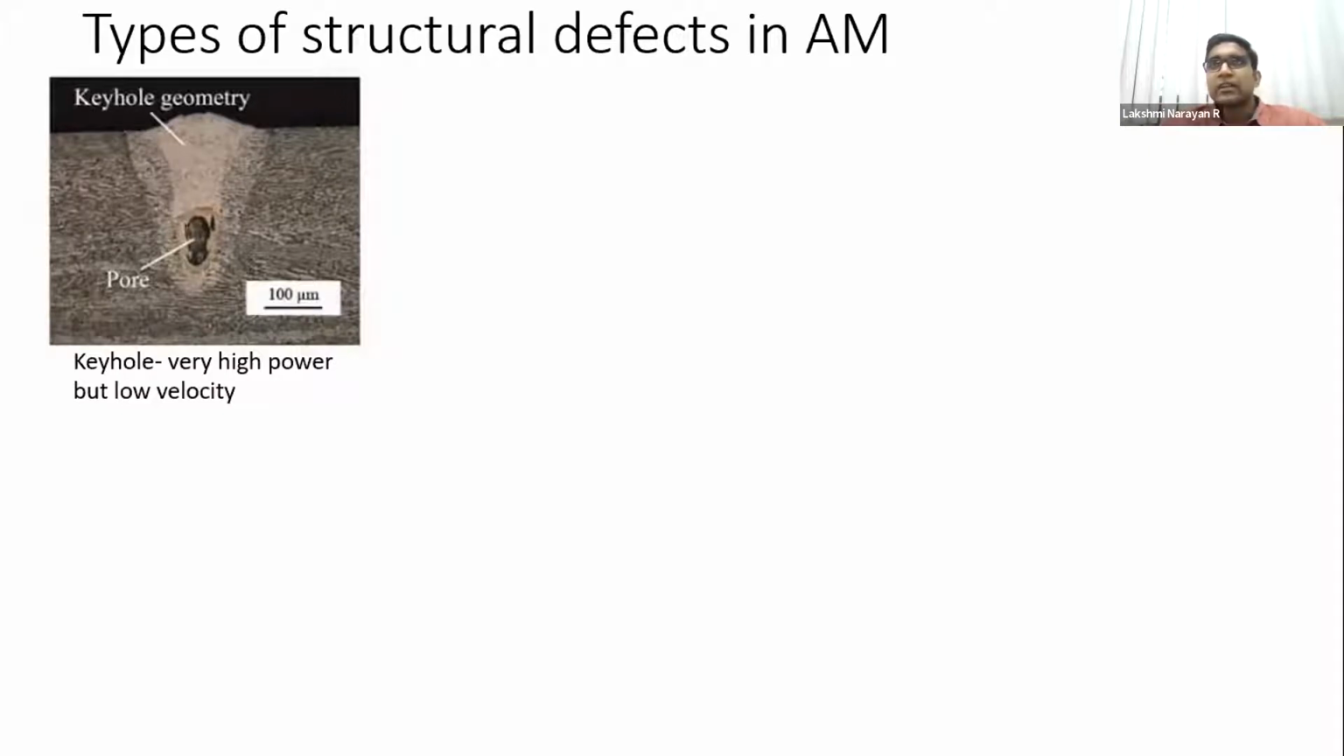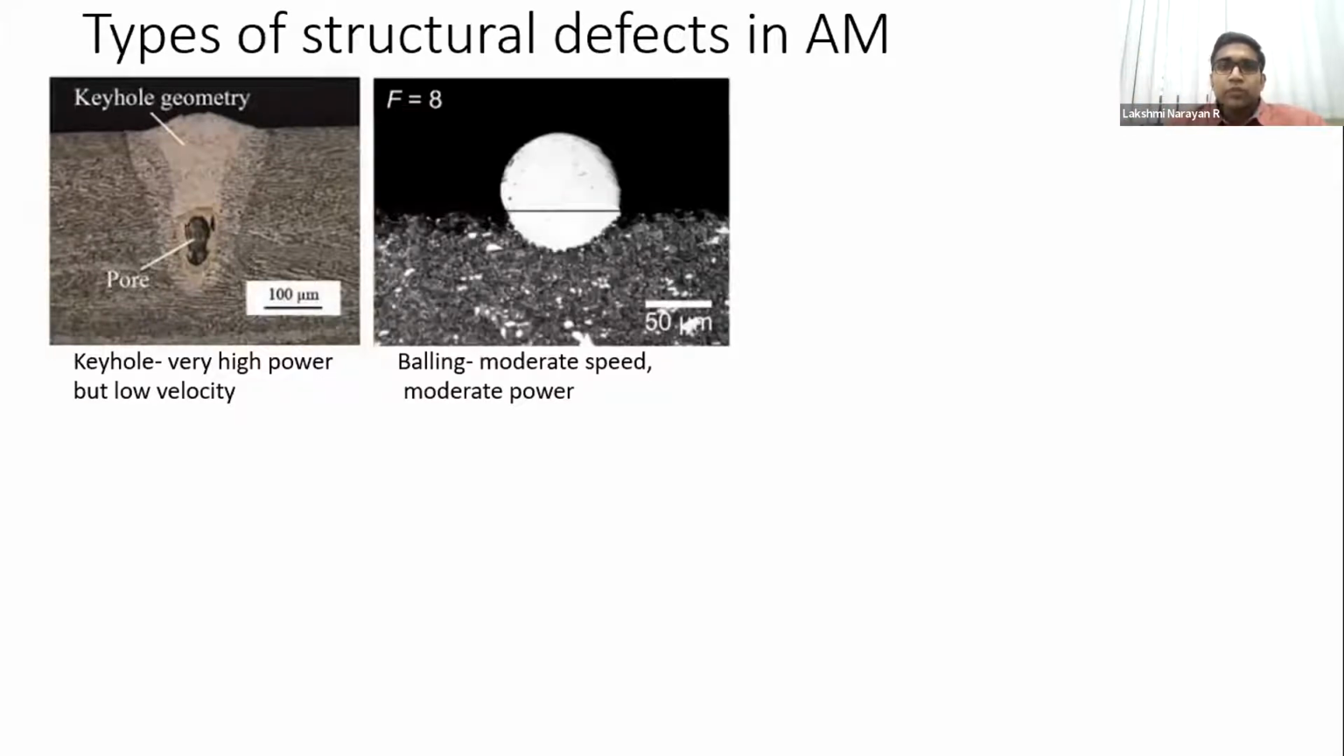Okay, and what we have done is we have used very high power but low velocity. So you can clearly see that the laser is penetrating deep into the material. And if you have balling, that occurs with high speed and high power, not moderate speed and moderate power. Then what happens is that you see the material balls up. And this balling up, you can clearly see, is not going to lead to very good fusion, because the material is supposed to go deeper.